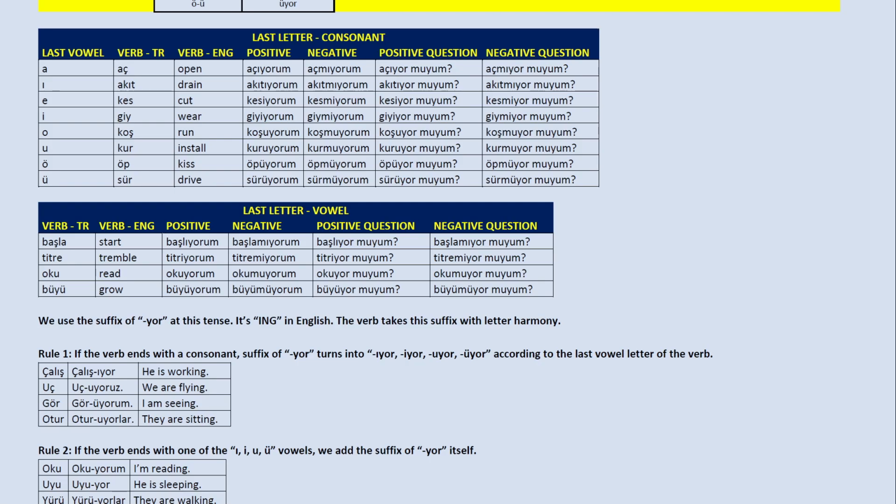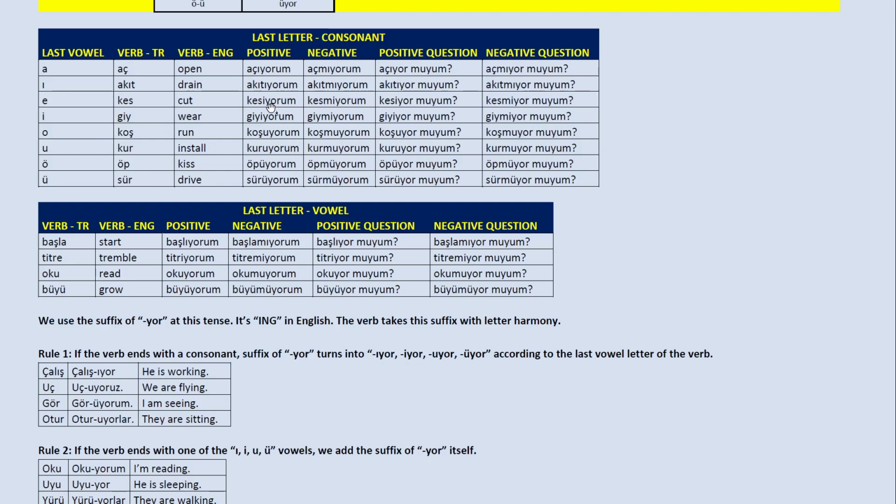In these tables, you can see all forms of this suffix according to letter harmony. In the first one, our last letter is a consonant. And we are conjugating the verb according to our last vowel. Aç, açıyorum, açmıyorum, açıyor muyum, açmıyor muyum? Akıt, akıtıyorum, akıtmıyorum, akıtıyor muyum, akıtmıyor muyum?